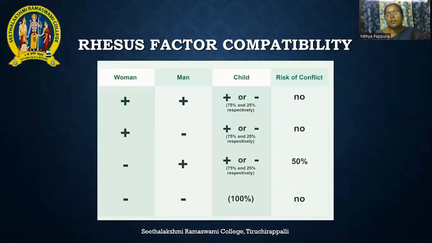Rhesus factor compatibility. Here you can see there is a conflict, that is a positive and negative blood sign. The woman carries a negative blood type and the male or father carries a positive blood sign. The risk factor is 50%.